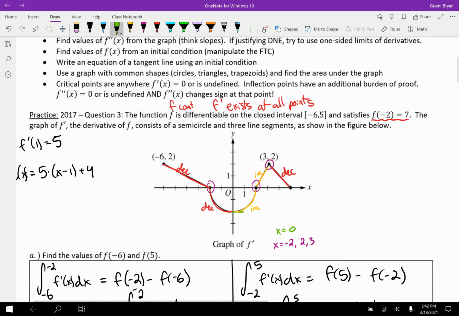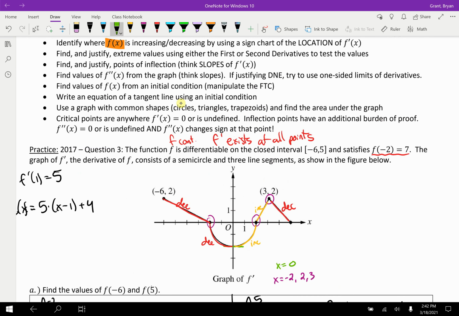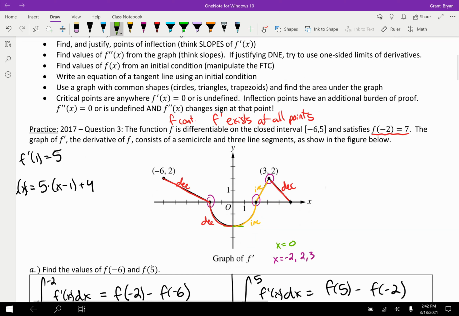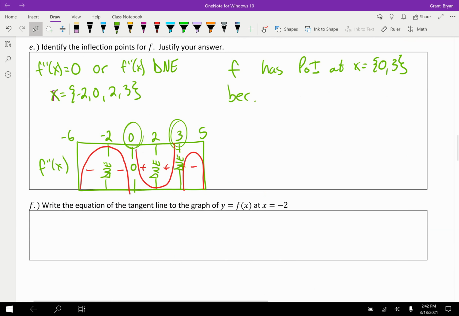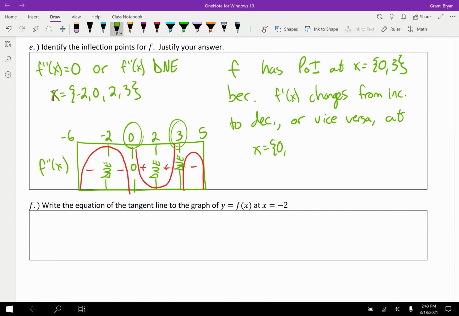So how did we know the signs of f double prime from the graph of f prime? Well, I actually wrote it on the graph for us. That's where f prime changed from decreasing to increasing, or from increasing to decreasing. Not f prime changing from positive to negative. That's for our critical points, but this is where we use our increasing, decreasing. So because f prime of x changes, almost did it backwards, from increasing to decreasing, or vice versa, at x equals 0 and 3.